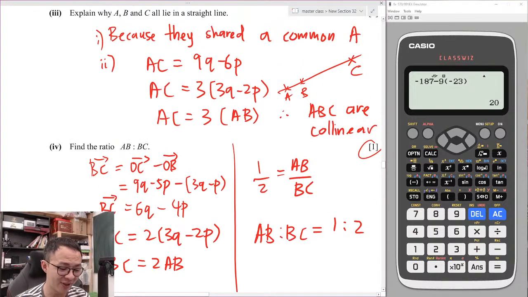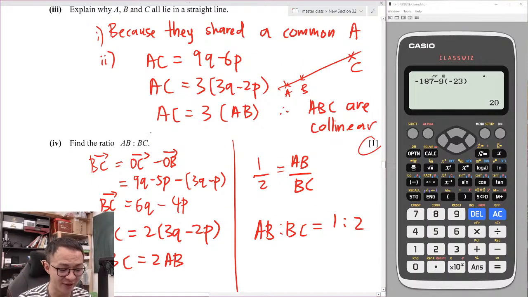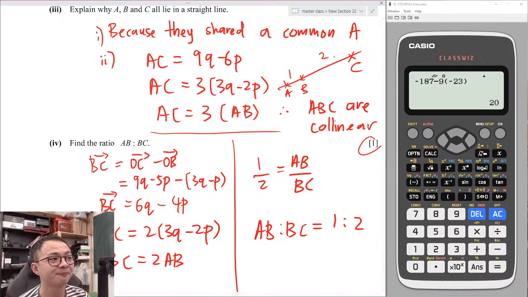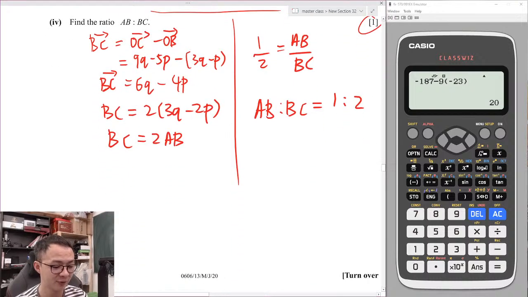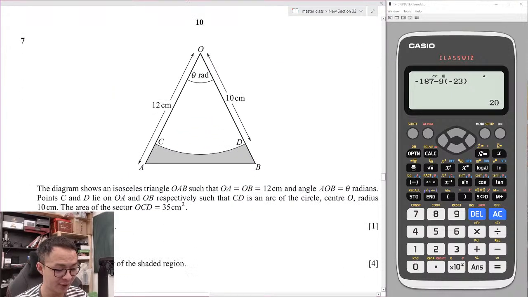If you understand, you can get the answer for part 3 here, because AC equals 3AB, right? That means this one will be ratio 1, this one will be ratio 2. This is what happens for the 1 mark questions. Okay, so number 7.